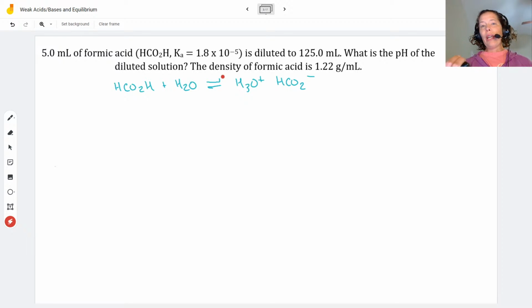If we are going to use an ice table, if we're going to figure out this problem, the first thing I want to know is my concentration of formic acid. That's my first thing.